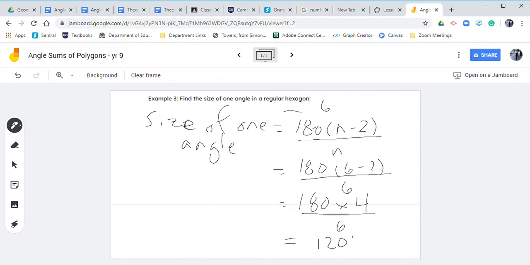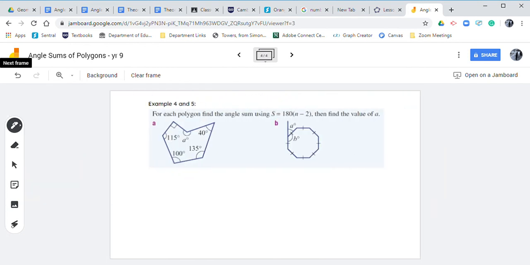So each one of the angles inside of your regular hexagon, which all have the same angle and same side length, will all be 120 degrees because it's a regular hexagon. All right, so that's that one. The next one: for each polygon, find the angle sum using this formula, and then find the value of A.